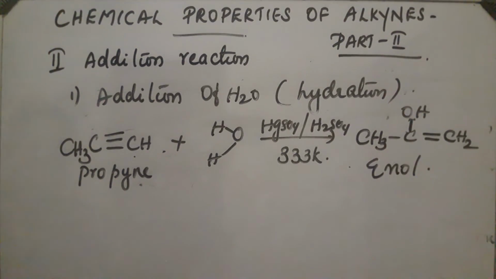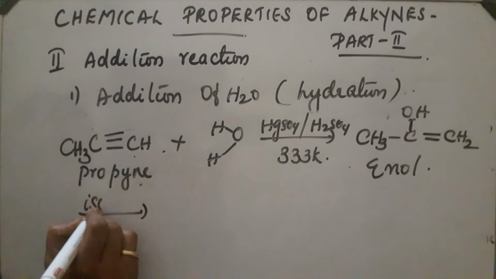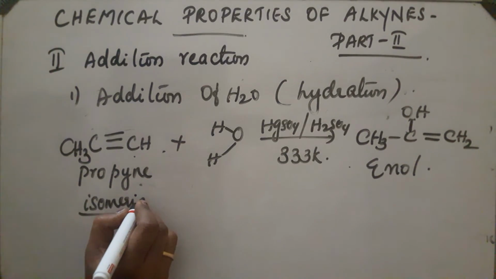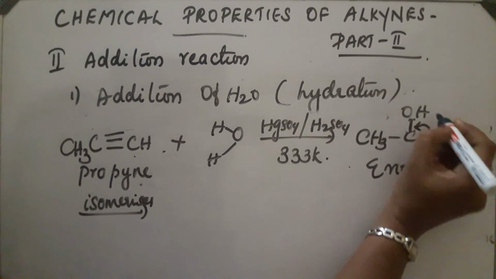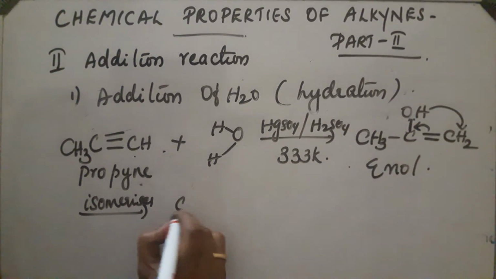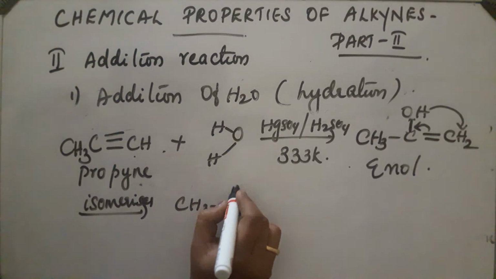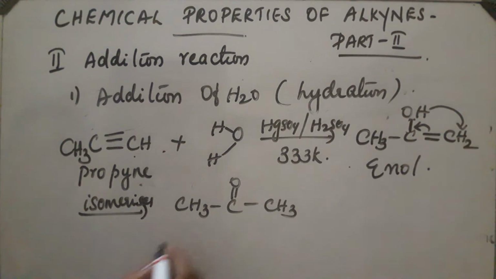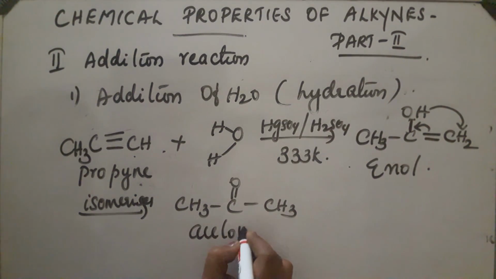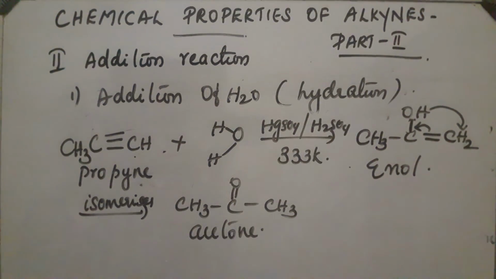Enol will be obtained. This enol isomerizes and forms, what will happen? Hydrogen will move here. Okay, so CH3 C double bond O CH3. So this will be a ketone. This will be acetone. So different products are obtained for different alkynes. Okay, acetone is obtained. This is the addition reaction. Okay, next class we will continue the chemical properties of alkynes.